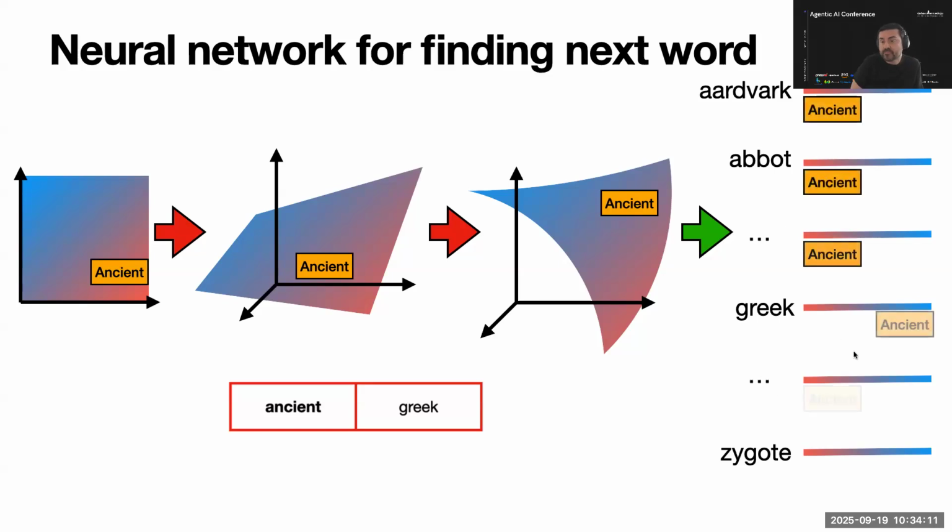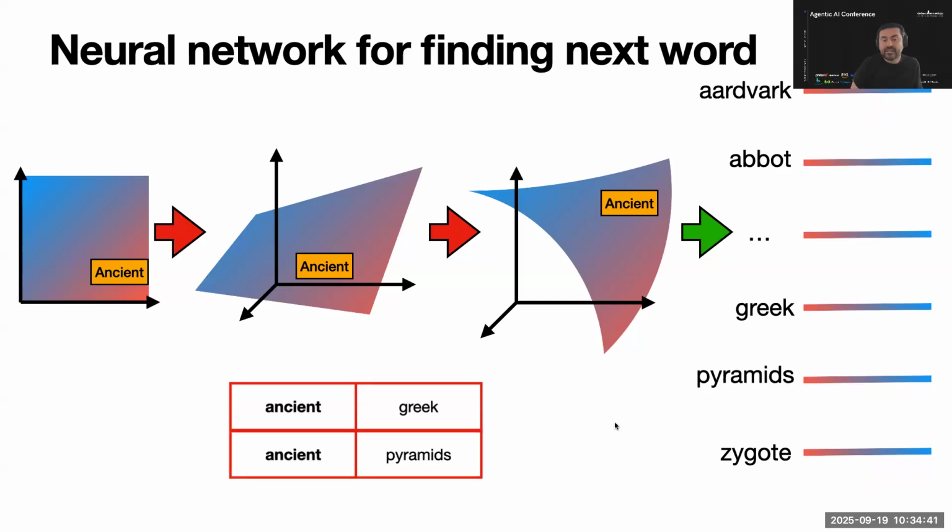And basically, if Greek is the word after ancient, then when I look at the word Greek, it's going to have a high score and low scores for everything else. Okay, so just like I had the cat, cat goes to cat, goes to a high number for cat and a low number for dog, then ancient goes to ancient, goes to a high number for Greek and a low number for everything else. That's a neural network that comes up with the next word in a sentence.